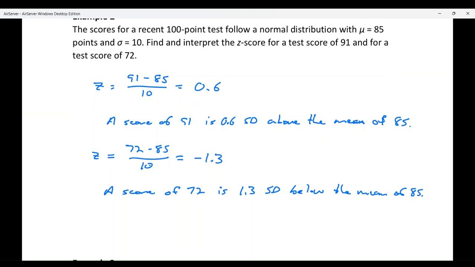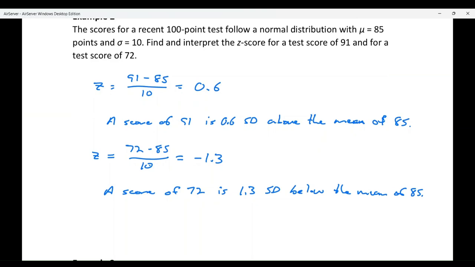So notice that I dropped the negative because we don't really need the negative if we're describing where it is. But that negative just tells me that we are below the mean. So that's how we find z. Pretty straightforward. Now what do we do with that? So let's talk about area under the curve.